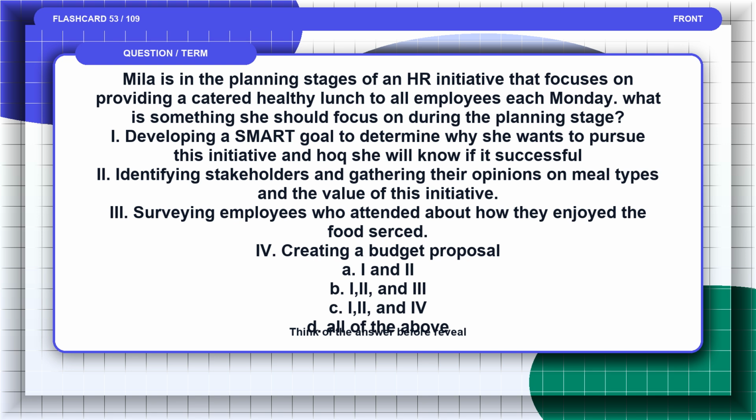3. Surveying employees who attended about how they enjoyed the food served. 4. Creating a budget proposal. A. 1 only. B. 1 and 3. C. 1 and 4. D. All of the above. Pause and think of the answer before the reveal.